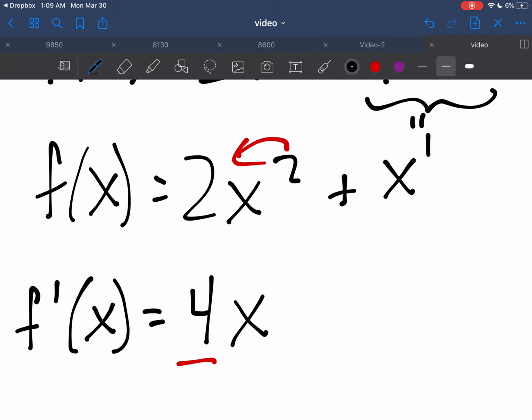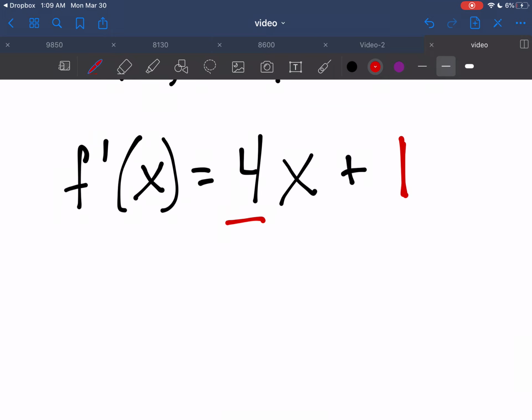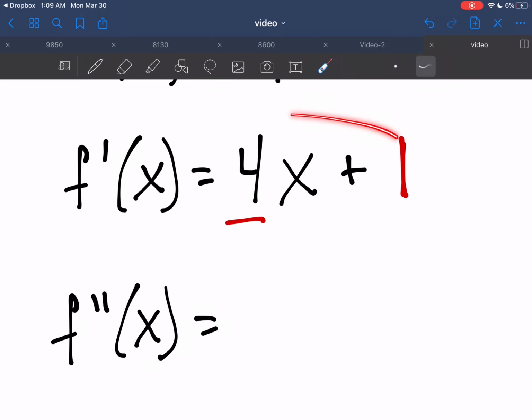Alright, so we have that, plus the derivative of x. What is that going to be? Well, I've got x to the 1. If I bring the 1 down, I get a 1. 1 minus 1 is 0. So my derivative of x is just 1. So there's my first derivative. Now I can take my second derivative. So I'll take the derivative of my derivative.